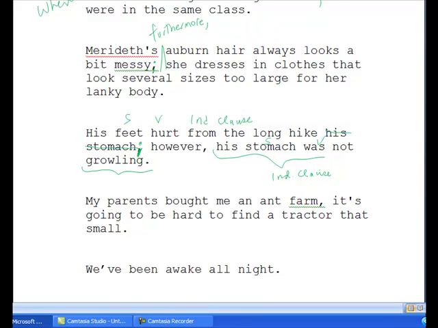Let's look at the next one. My parents bought me an ant farm. It's going to be hard to find a tractor that small. Haha. Well, this is a comma splice, and you should be aware of that by now. The problem, of course, happens here. This is where the wheels come off the wagon, and so we need to fix it. And we can fix it in one of the numerous ways that we've talked about. We could put a period there, like this, and then capitalize its. That's one way to fix it. We could add the coordinating conjunction there, because this works. The comma and the coordinating conjunction can be used to join the independent clauses. It's the comma alone where you get into trouble. Okay, so let's leave it like that.